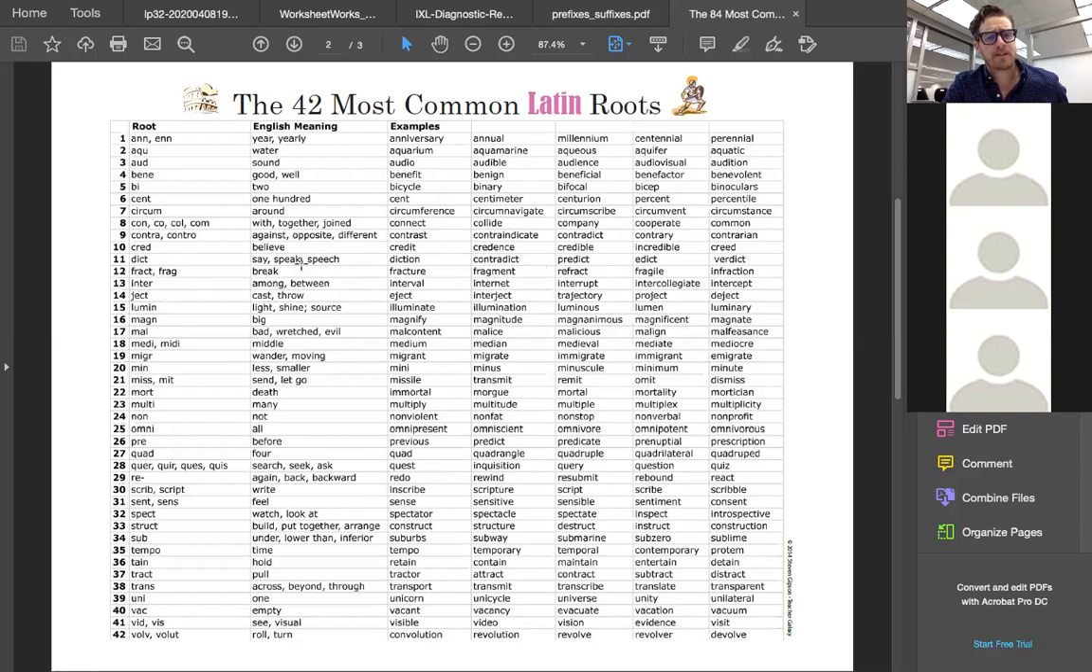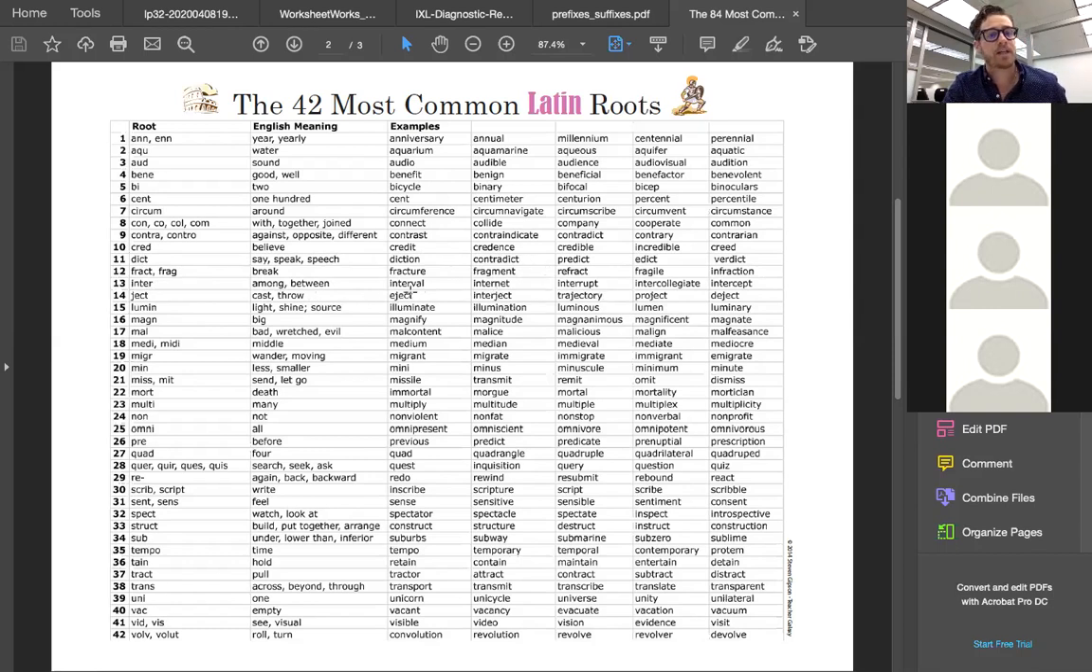Fract or frag means to break. So fracture is a broken bone. Fragment is part of something, okay? Inter means among or between. So interval, internet, interrupt. Ject means to cast or throw. So eject is throwing. Interject is getting involved with that around.